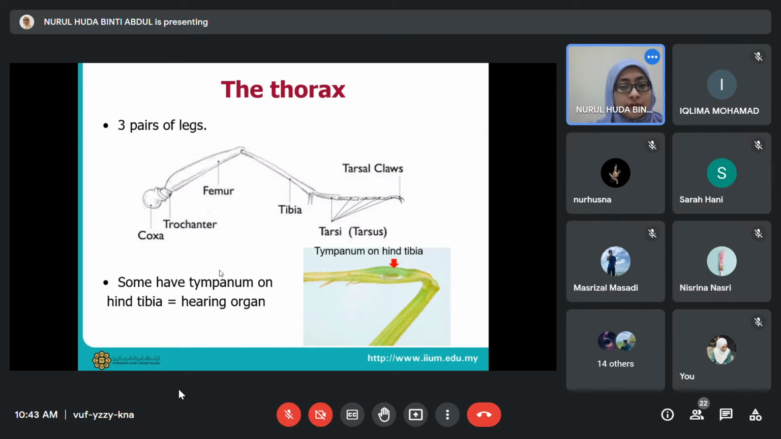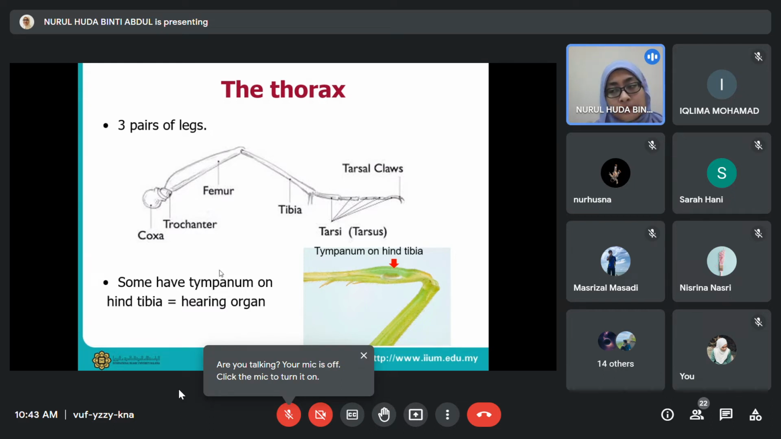So some insects have a hearing organ on the hind leg. As you can see at the head, there is no part that we consider an ear. Tak ada telinga kan. So how does this insect hear sound? Through the organ called the tympanum. The tympanum can be found not only in the hind tibia of certain insects, some of them have a tympanum in the abdomen.